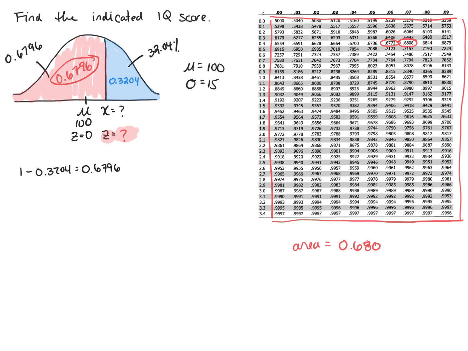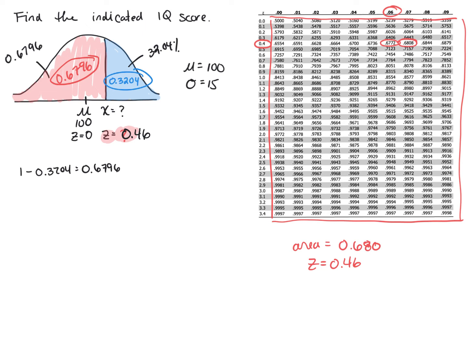So that corresponds to a z-score of positive 0.46. So that gives me a z-score of 0.46. That z-score, 0.46, is the z-score that corresponds to an area of 0.696 on the left, but that also corresponds to an area of 0.3204 on the right.